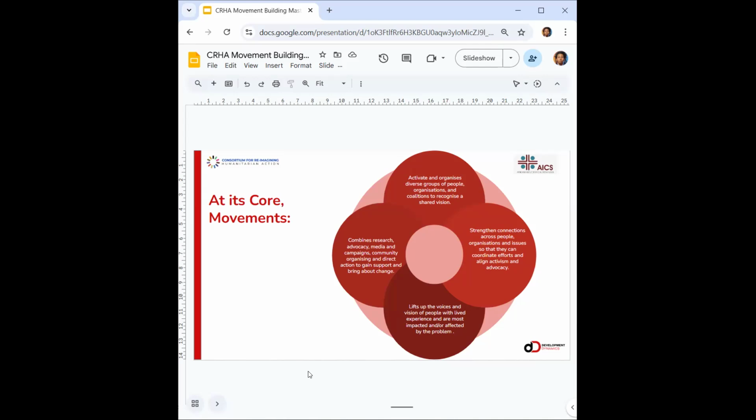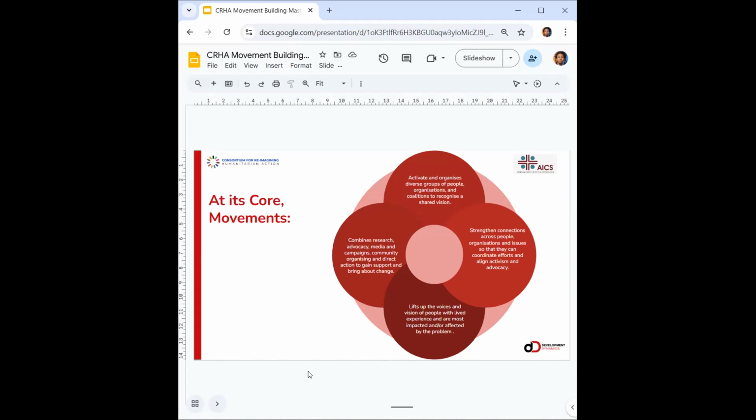Then we have number 2, the aspect of strengthening connections across people, across organizations, and across issues, so that we can coordinate efforts and align our activism and our advocacy. In that, again, we're not just working in a silo. We're not believing that as my organization, as CIFA, I have all the answers and I know all the solutions that my community needs. We're able to just recognize that even in this community, there's so many other people, there's so many other factors, there's so many other organizations that are also working within this.